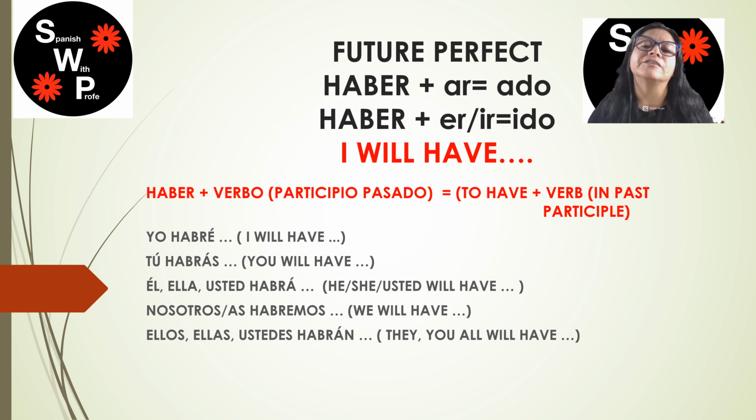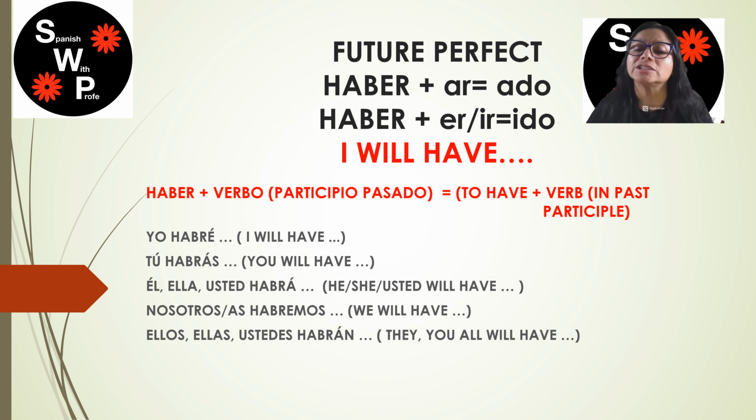The future perfect, remember, is formed by having haber as the helping verb plus -ar or -er as -ado if it's a regular verb, haber plus -er and -ir verbs as -ido if it's a regular verb, and that equals to I will have, and in English plus the given verb in the past participle. So -ado and -ido is the past participle. So haber plus verbo participio pasado is equal to have plus the verb in the past participle.